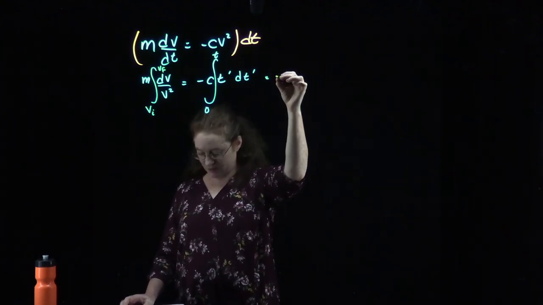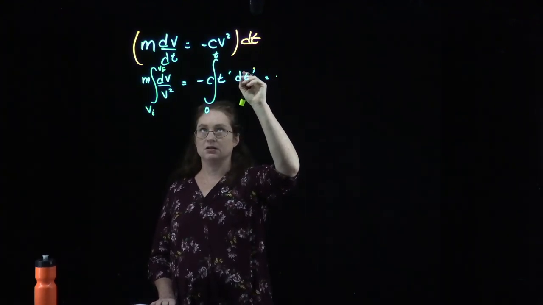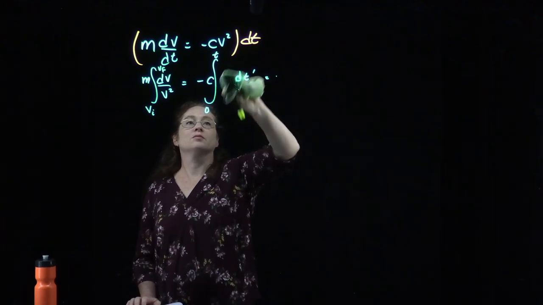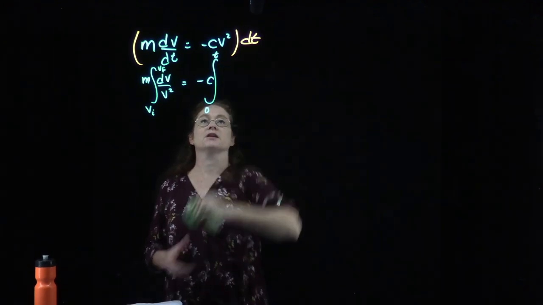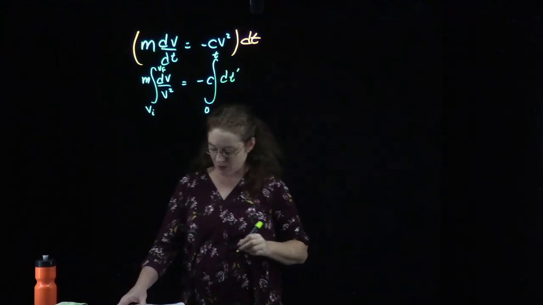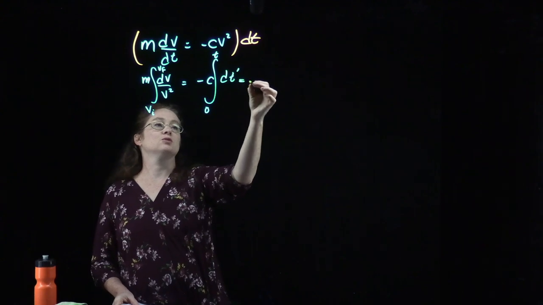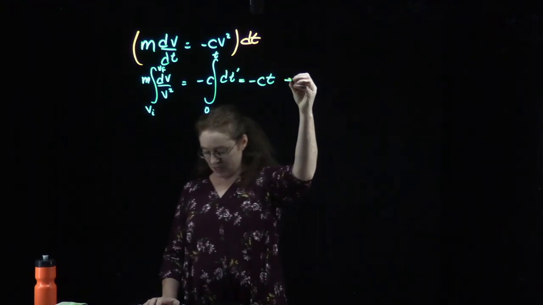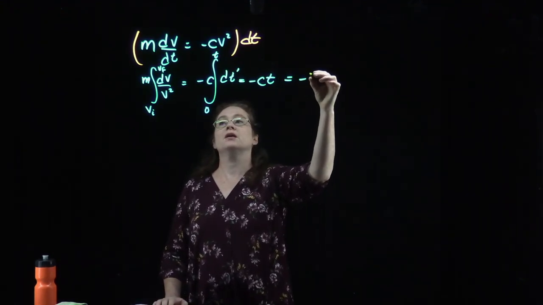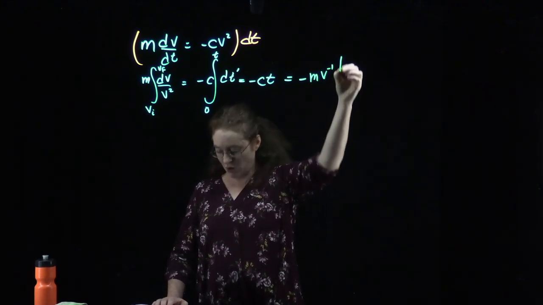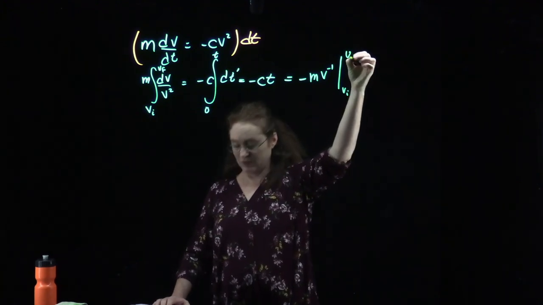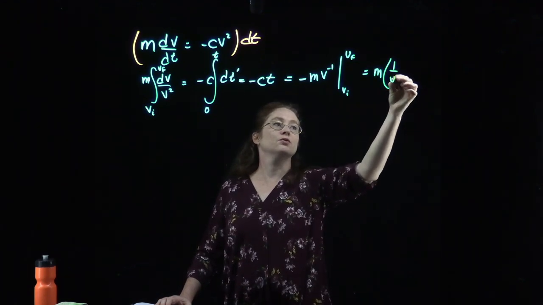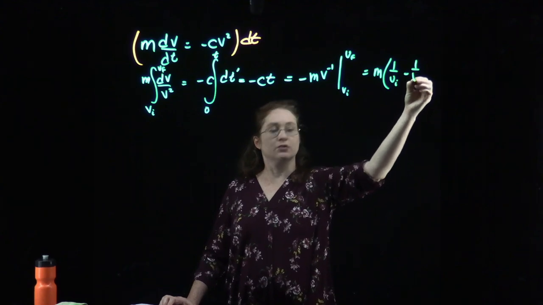And this one is easy. Let's see. I have an extra t prime for some reason. My first lecture of the morning, the coffee has not kicked in yet. So I just want dt prime, and this is equal to negative ct. And then here I get a negative m v to the negative 1 from v initial to v final, which is m times 1 over v initial minus 1 over v final.